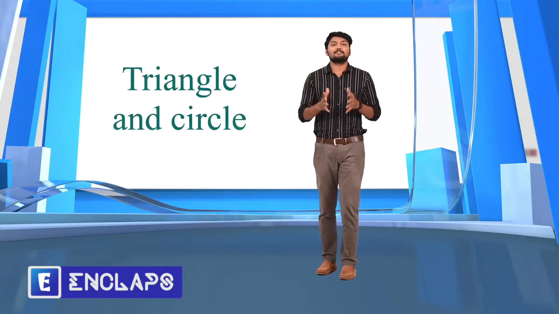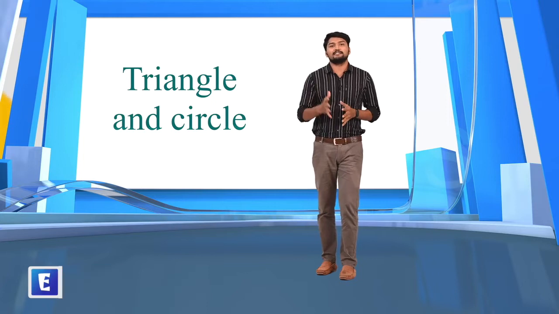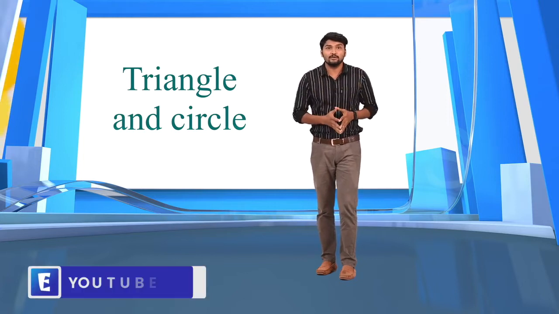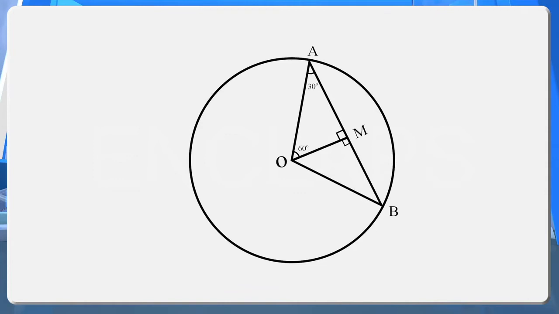It's that easy. Hello. Trigonometry has some important applications in circles to find the length of the chord and the radius of the circle. Let's look at the circle. We need to find the length of chord AB.